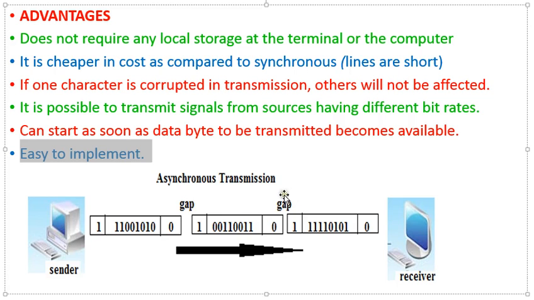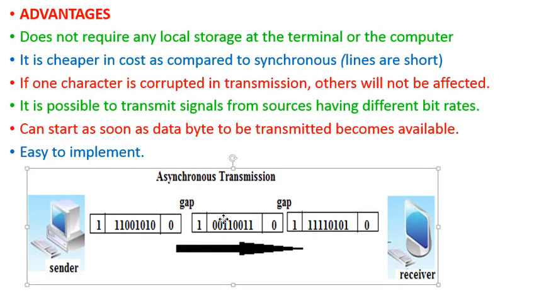And this is a typical diagram showing the asynchronous transmission mode. This is the sending computer and this is the receiving computer. It sends this character with the start bit and the stop bit, then there is a gap between them. Then it will now send another character with start and stop bit, there is a gap between them, and next character like this.